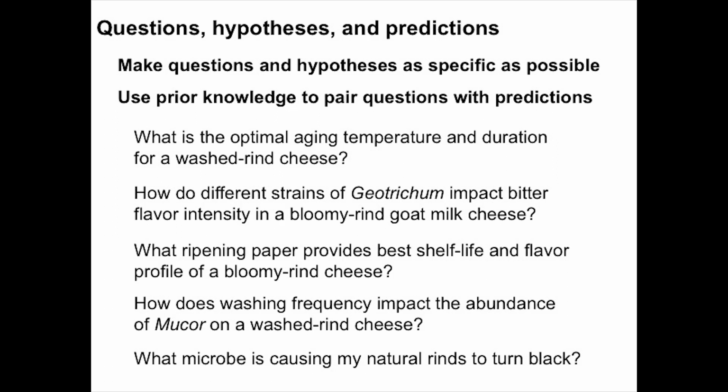So here's just a variety of different kinds of questions I thought of. Most of these are surface ripened cheese centric, because that's what I think about. And not all of these are great examples. There's sort of varying level of detail here. For example, you could ask the question, how do different strains of Geo impact bitter flavor intensity in a bloomy rind goat milk cheese, right? So you could imagine choosing 3 different strains of Geo and make your cheese with each of those 3 different strains and then measure bitterness. And maybe you've worked with one of those strains before, so you could predict what the bitterness would be like based on your previous experiment.